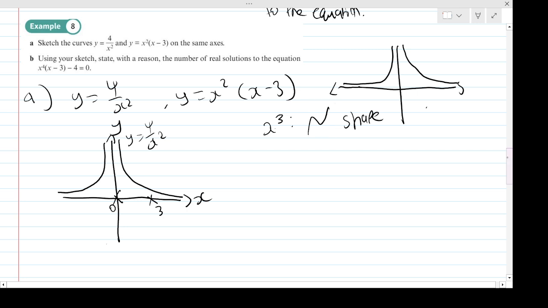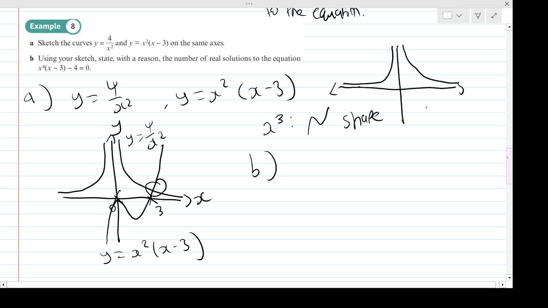Again, if we go upwards, it's going to touch the graph there. It's going to go like that. And there we are, it's going to go upwards. So what we're going to expect in this case, if we equal the two graphs, is there's going to be one solution. There we are. I'm going to label this one again. This graph is x squared, x minus 3. Cool, so that's our sketch done.